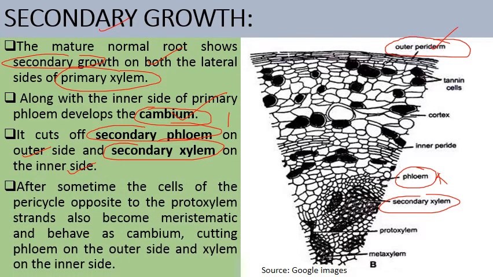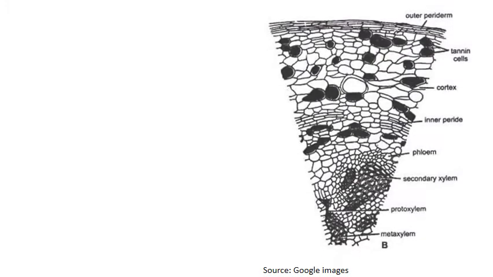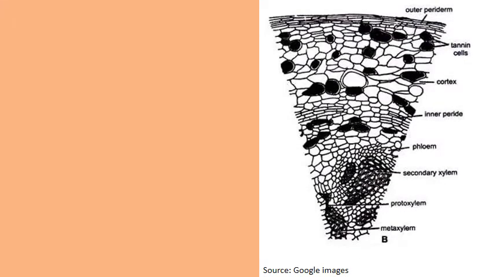After some time, the cells of the pericycle opposite to the protoxylem strand also become meristematic. The cells opposite the protoxylem become meristematic and behave as cambium, cutting phloem on the outer side and xylem towards the inner side. Next, a complete ring of cambium is formed.